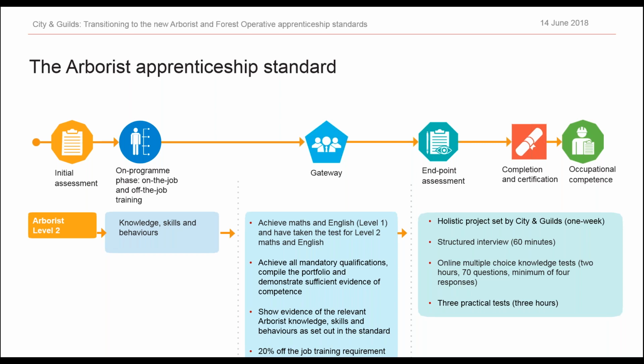There are then online multiple choice knowledge tests, which will take 2 hours, have 70 questions each, with a minimum of 4 response options, and these will occur under controlled conditions. Finally, there are practical tests. These will be time-bound and take 3 hours in total to complete. The employer and City and Guilds will decide the assessment location either at an assessment centre or more probably in the workplace. These tests must occur under controlled conditions, and City and Guilds will define the resources required, with only those sites with these resources able to be used.